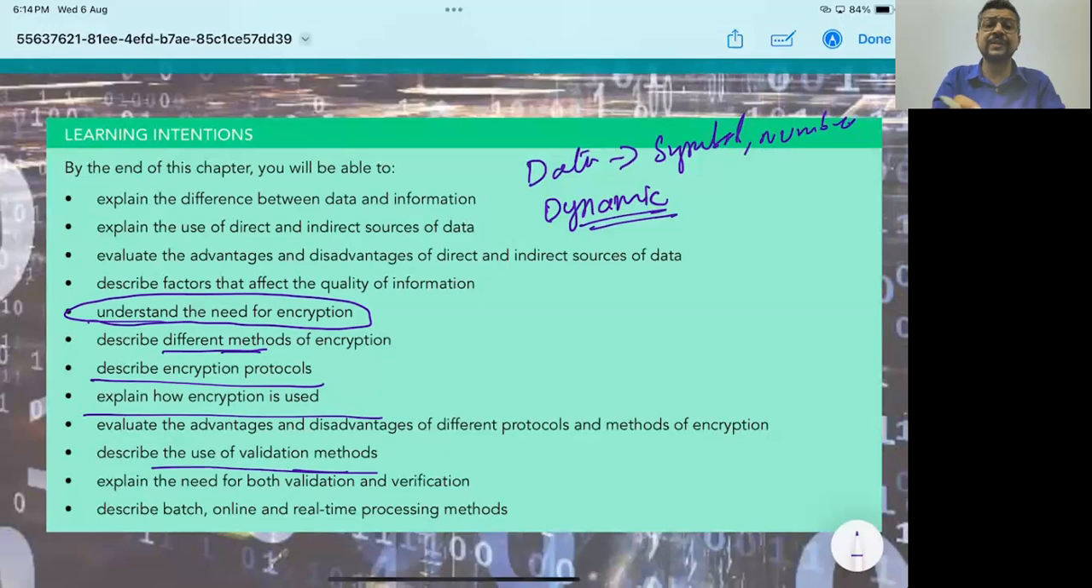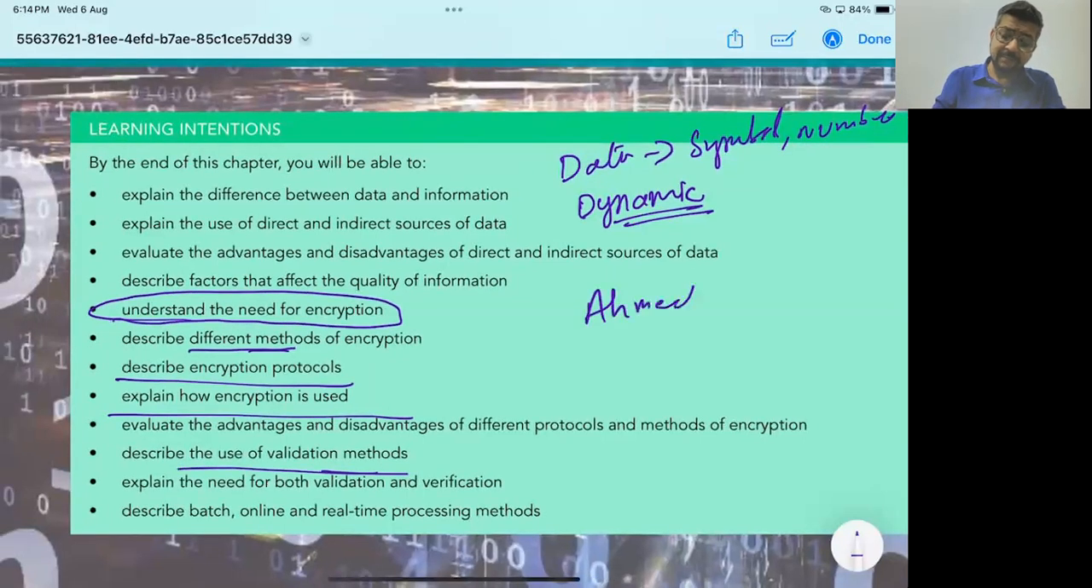Then verification means that once the data has been entered into a computer system, is it correct or not? Like writing the spelling of Ahmad. I'm writing Ahmad, so is it the correct spelling or not? That is verification. If you have to write the name and the data should be a string, that is validation. Verifying the spelling is known as verification. For example, if I write ED or AD, that is verification. There are two ways to verify the data: visual check or double entry.